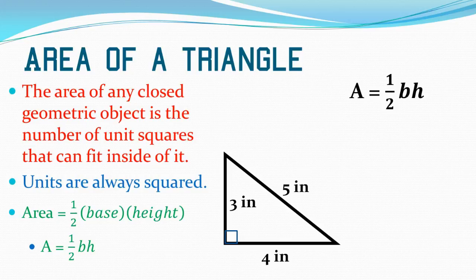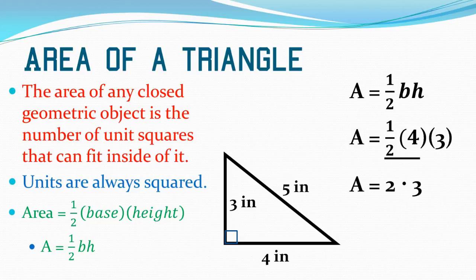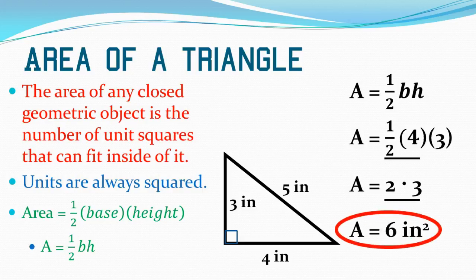The base is 4. I know the base is 4 because it's where the altitude is making that 90-degree angle. My altitude is 3. Again, this fits more of the traditional definition of height based on the way the triangle is set up. Now I just need to follow the order of operations. 1/2 times 4 gives me 2. 2 times 3 gives me 6.